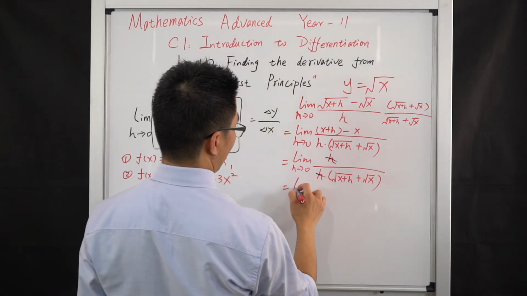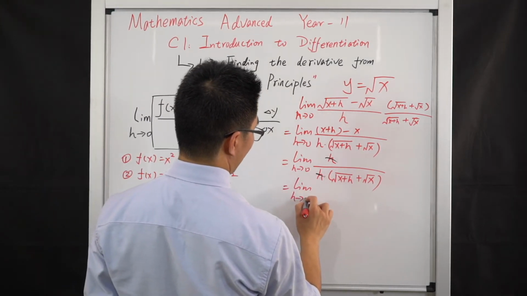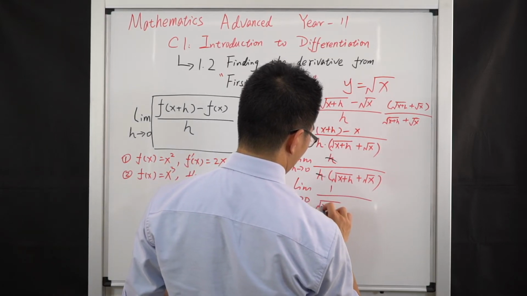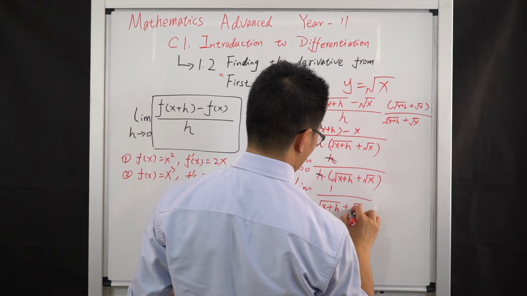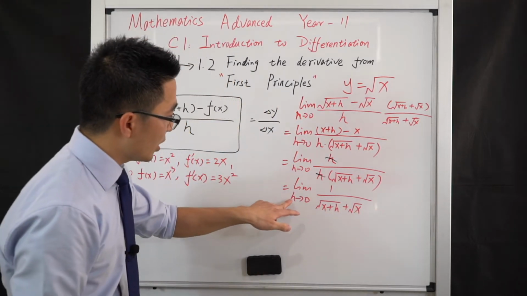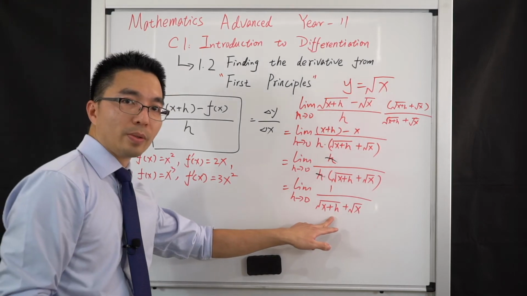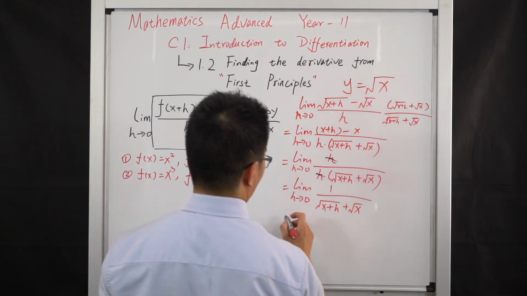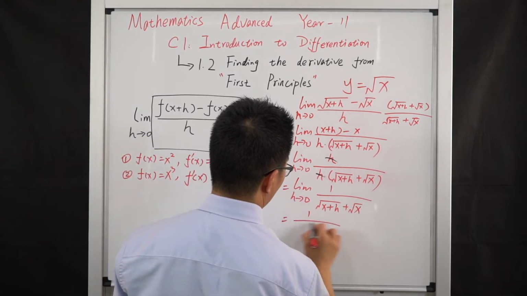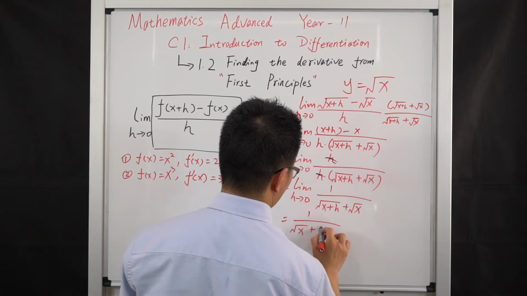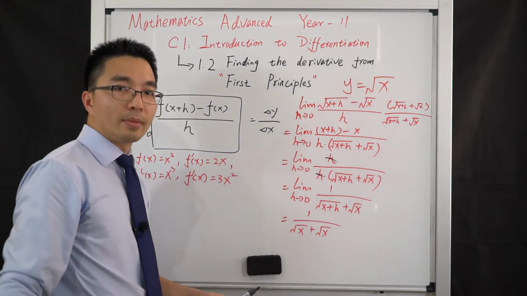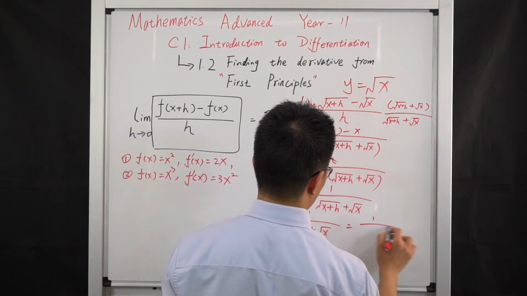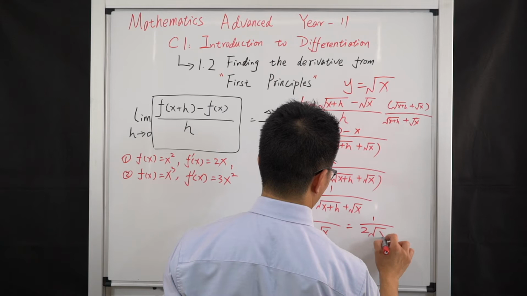Next one. The limit as h goes to 0 of 1 over the square root of (x plus h) plus the square root of x. When h goes to 0, this one will become 0, right? And x nothing changed. So we have 1 over the square root of x plus the square root of x. We can combine these two together to become 1 over 2 times the square root of x.